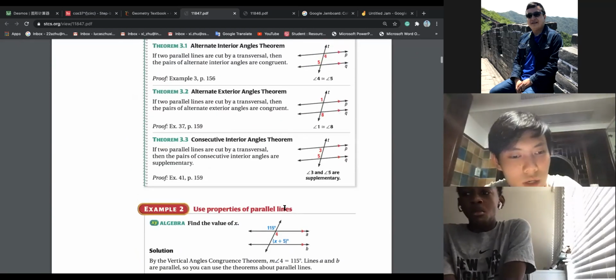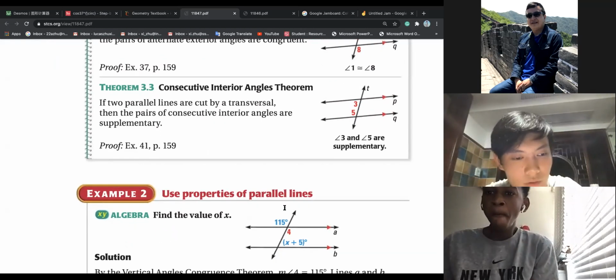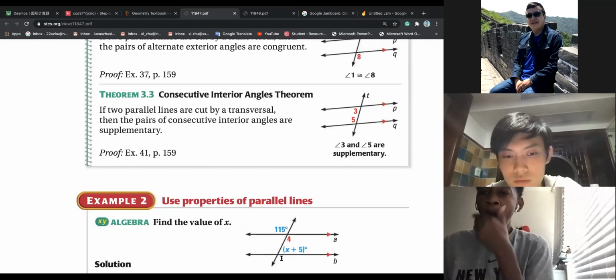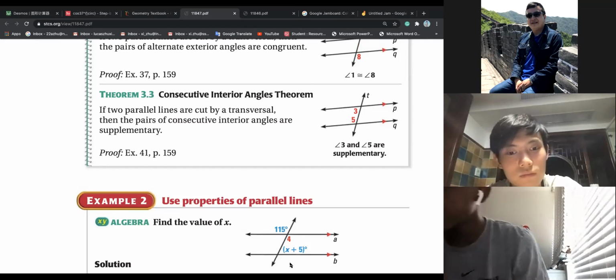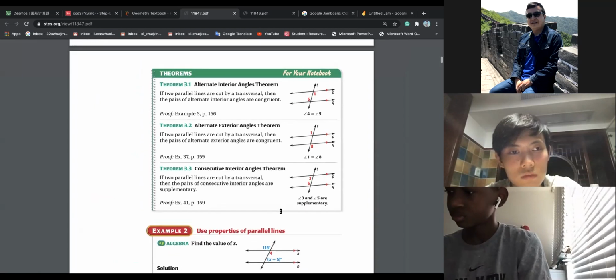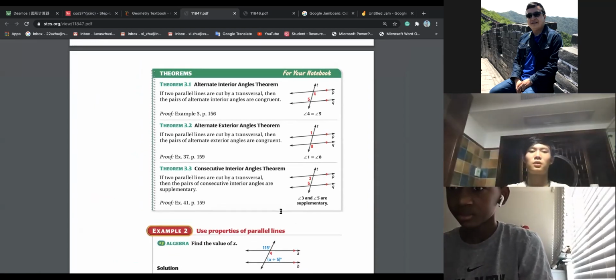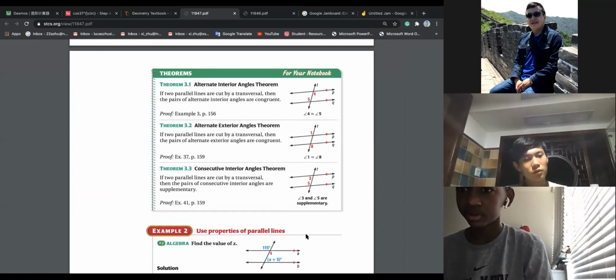Okay, let's try to do this one. Find the value of x. Use the theorems that we just learned. Here are the theorems you can look at. Find the value of x.